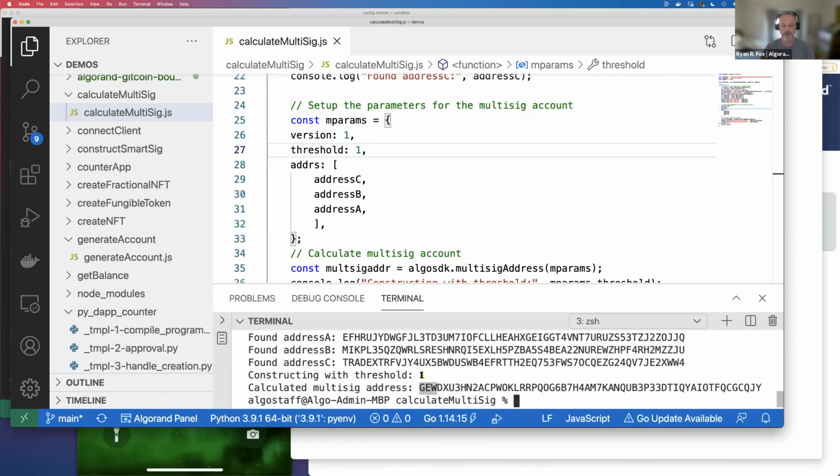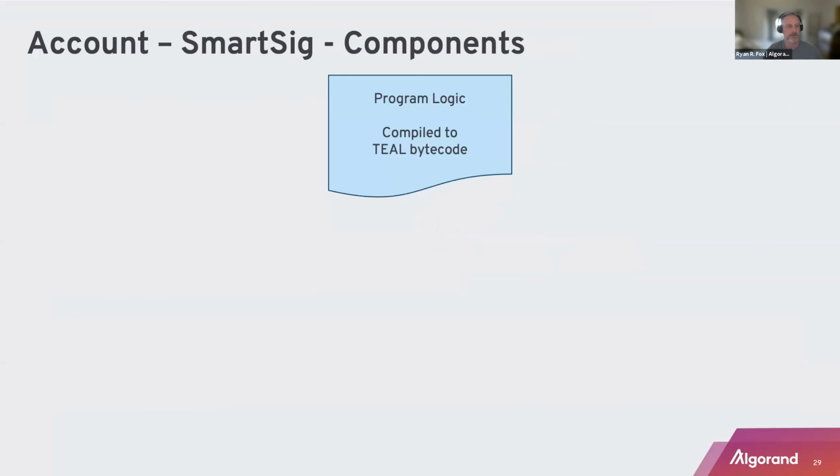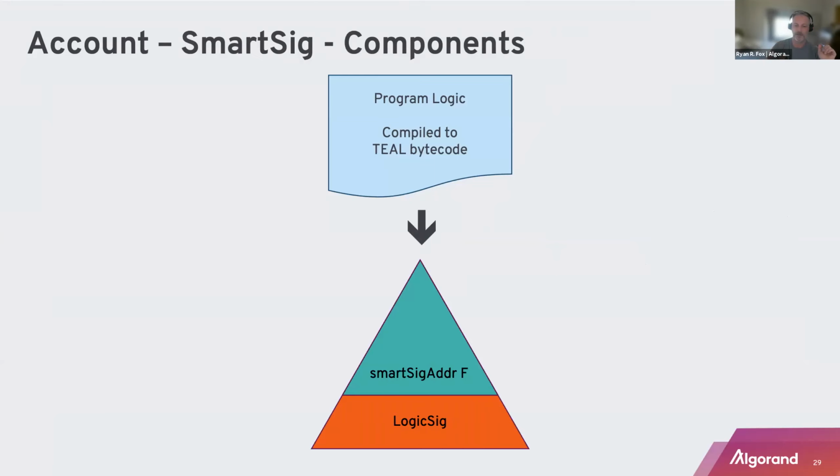All right, so that's multi-signature. That's a really powerful tool. That's our second type of account here on the Algorand platform. Next, we are going to take a look at our third and last type, which is called a smart sig or smart signature. And the components of that are going to be some program logic, which will be compiled down into some TEAL bytecode. And that is going to represent another address. So here we are, smart sig address F.